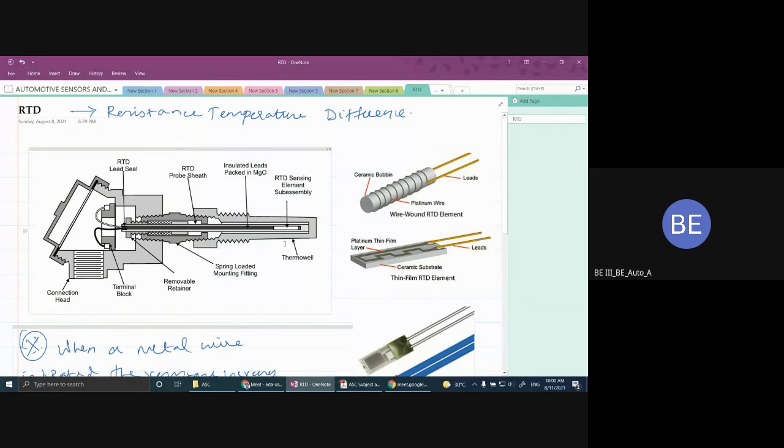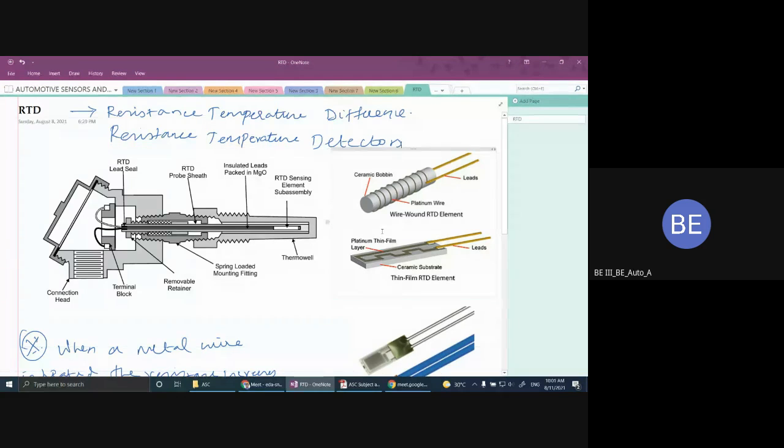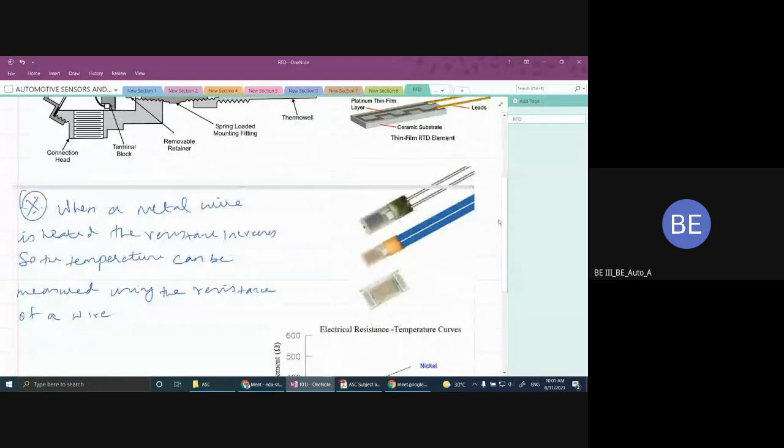So this resistance temperature difference may also be called resistance temperature detectors. It can be called based on the resistance temperature difference, and also resistance temperature detectors. Mainly this is the real-time RTD what we are using.